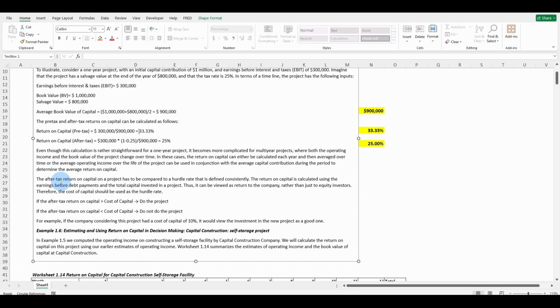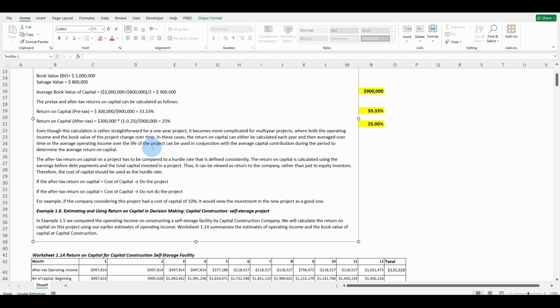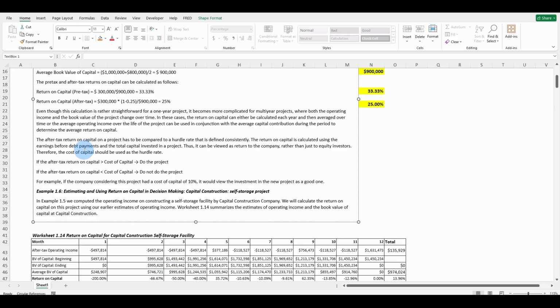Even though this calculation is rather straightforward for a 1-year project, it becomes a little more complicated for multi-year projects where both the operating income and the book value of the project change over time. In these cases, the return on capital can either be calculated each year and then averaged over the time, or the average operating income over the life of the project can be used in conjunction with the average capital contribution during the period to determine the average return on capital.